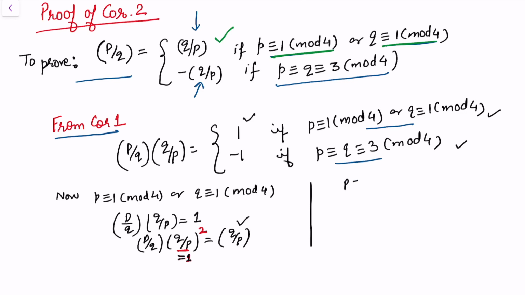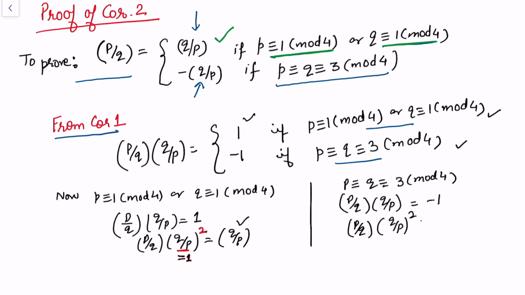For the other case, when p and q are congruent to 3 modulo 4, in this case p by q times q by p is equal to minus 1. So again multiply both sides by q by p. Then q by p will become a whole square, and on this side we will have minus q by p. Again this value is 1 because whatever the value of this Legendre symbol q by p, whether it is plus 1 or minus 1, we are taking the square, so this will always be plus 1, and on this side it is minus 1. So this will hold. p by q is minus of q by p if p is congruent to q congruent to 3 modulo 4.